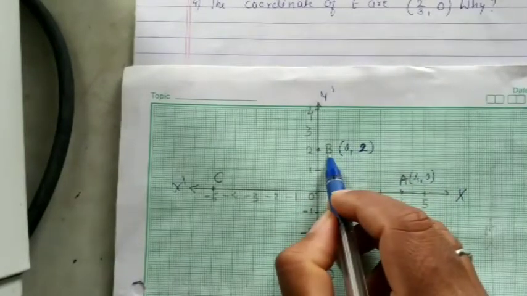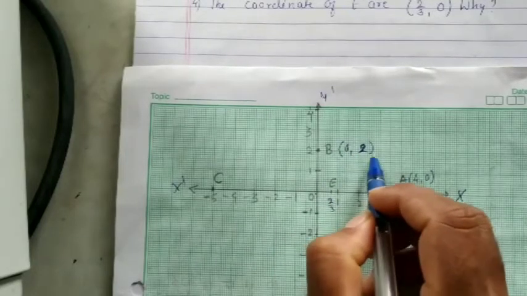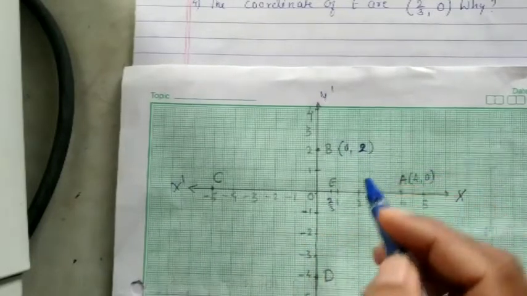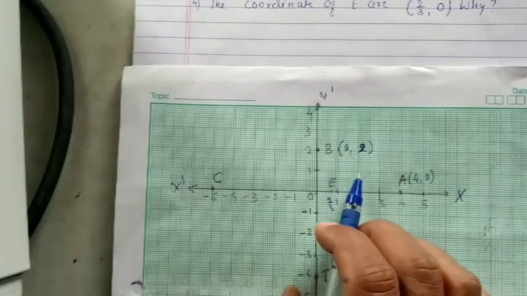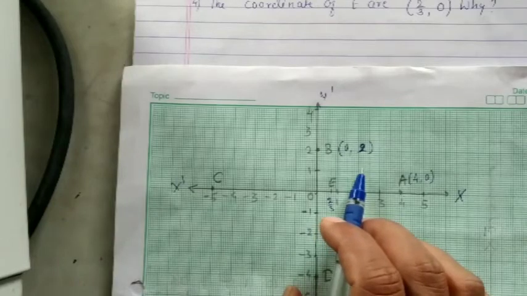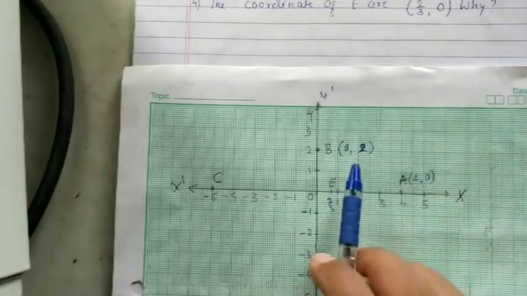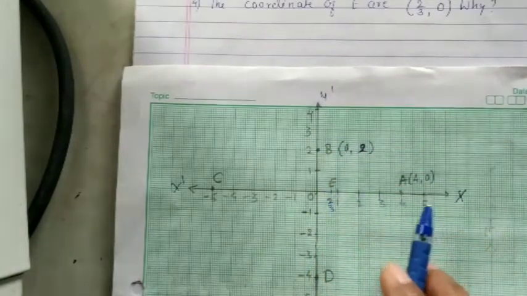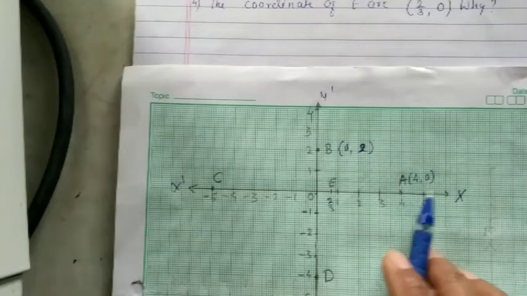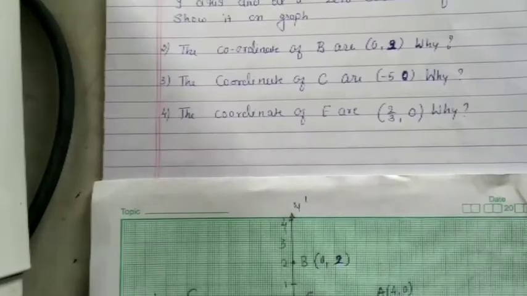So the coordinates of B are 0 and 2. Whenever one value of a coordinate is 0, then the point will be on an axis. Suppose x is 0, then that point will be on the y-axis. Suppose y is 0, then that point will be on the x-axis. Now let us see the third question.